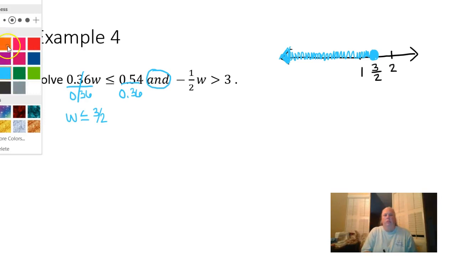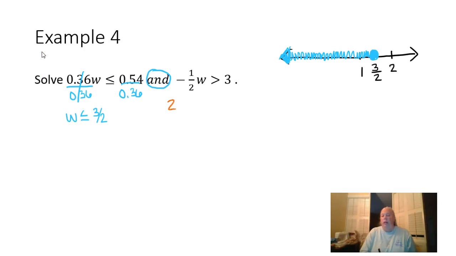Now, we'll go over and work on the other side here. I have a fraction, so I'm going to multiply both sides by -2, because I want this W to be positive instead of negative. So we have -2 times -1/2 W greater than 3. And because I'm multiplying by a negative number, I want to be sure to turn that sign around in the next step. All right, so -2 times -1/2, that's 1. We have 1 W. Turning the sign around, -2 times 3 is -6.